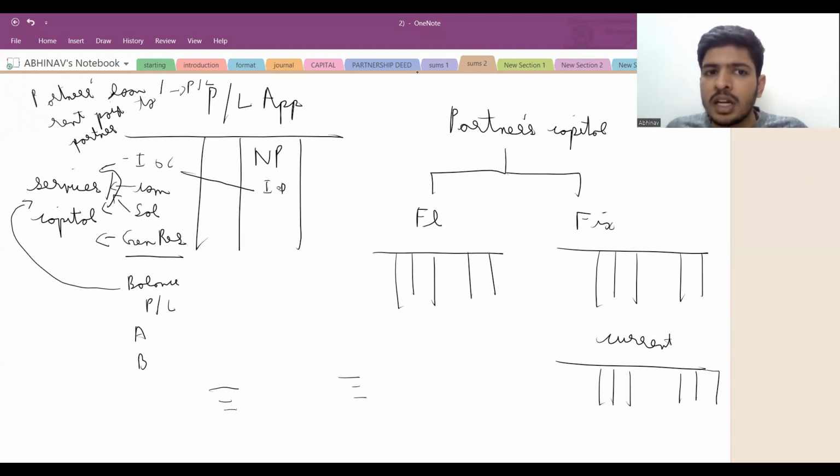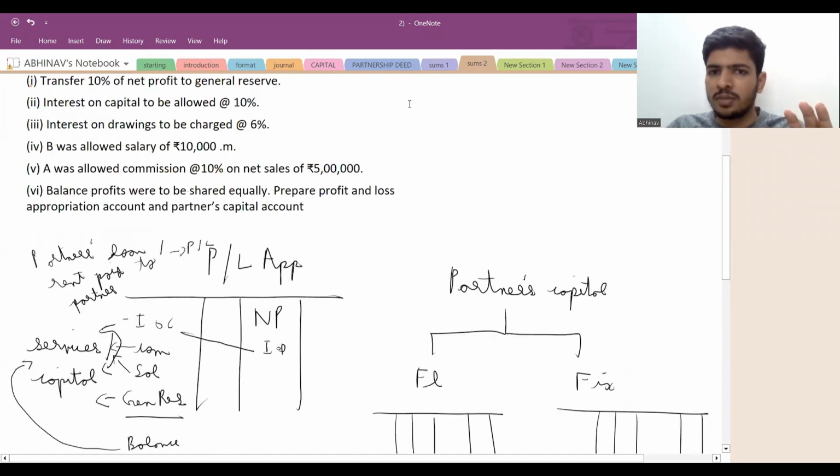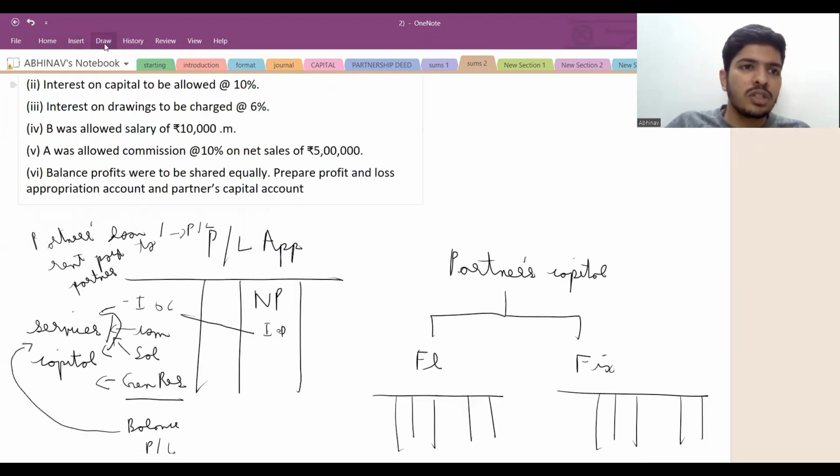That is all related to P&L appropriation and other points. The exception to this rule is additional capital and permanent drawings. That's what we learned till now. Now revision is done. Now let's start with the questions.